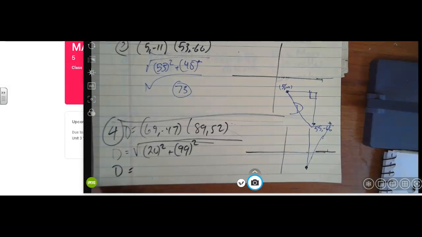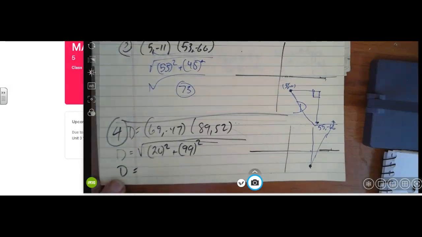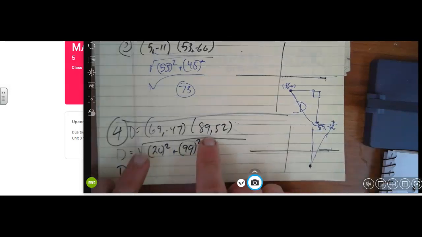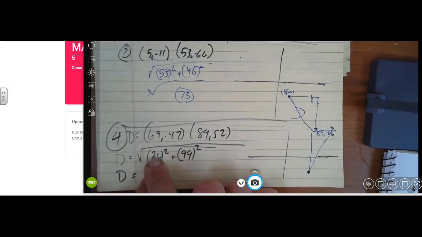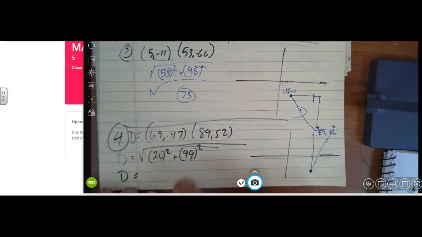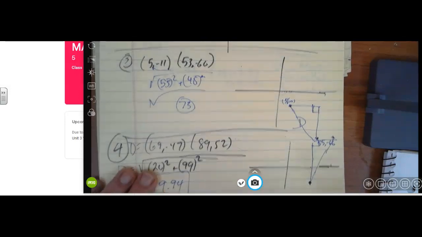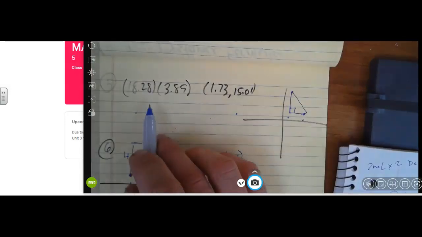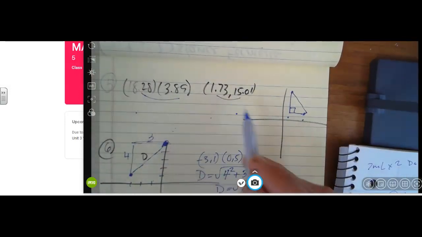Now, on number 4, we have 69, negative 47, and we have an approximate triangle that looks like this. The difference between the x's is 20. The difference between the y's, careful, it's a negative there, so it's like 47 plus 52, which is 99. And you get the square root of a really big number, it's just under 400. So it's going to be 19.94 if you do that in your calculator. There you go.